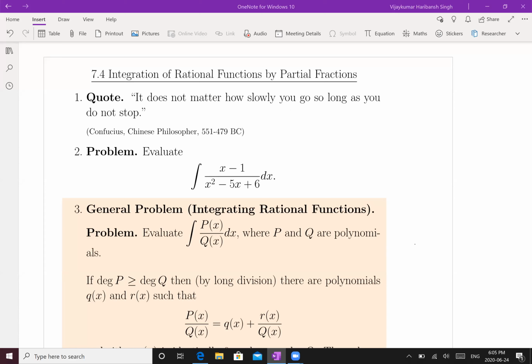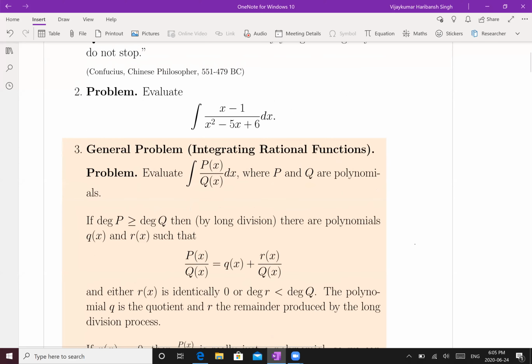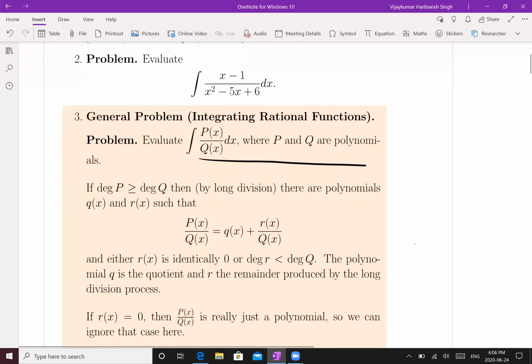What are rational functions? The idea is we want to integrate p(x) over q(x), where p(x) and q(x) are polynomials. So these are what the rational functions are: a polynomial divided by another polynomial. Now we can restrict our attention to the following case.